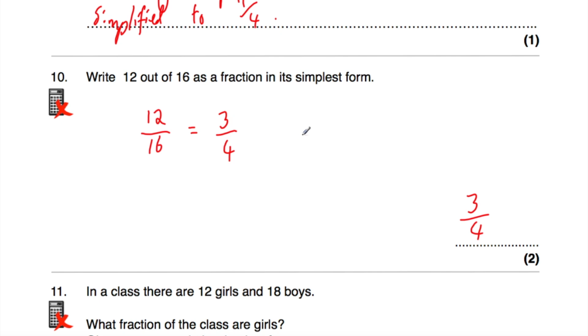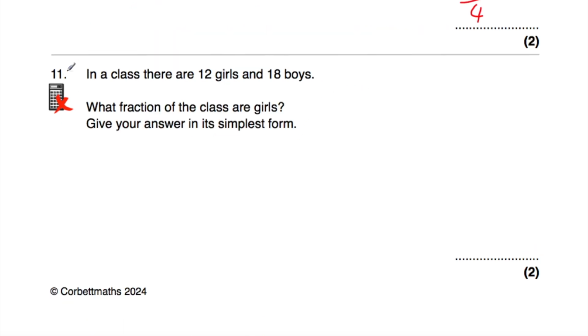That's simplified already, 3/4. Okay, so question number 11. Question number 11 says there are 12 girls and 18 boys in a class, and the question says, what fraction of the class are girls? And to give our answer in its simplest form.